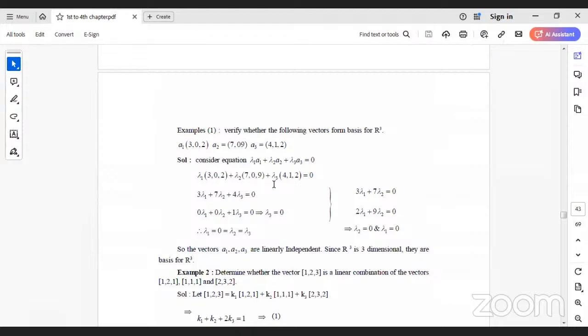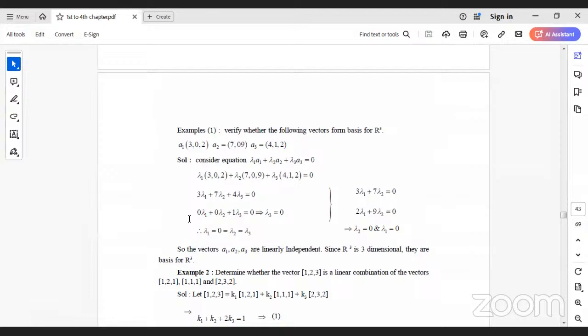So consider the equation: lambda 1 A1, lambda 2 A2, lambda 3 A3. Lambda 1 3 0 2, lambda 2 7 0 9, lambda 3 4 1. What is the different number? It adds up to 3 lambda 1 minus 7 lambda 2, 4 lambda 2. So 0 lambda 1, 0 lambda 2, 1 lambda 3, 2 lambda 1, 9 lambda 2, 2 lambda 3. So 2 lambda 1.